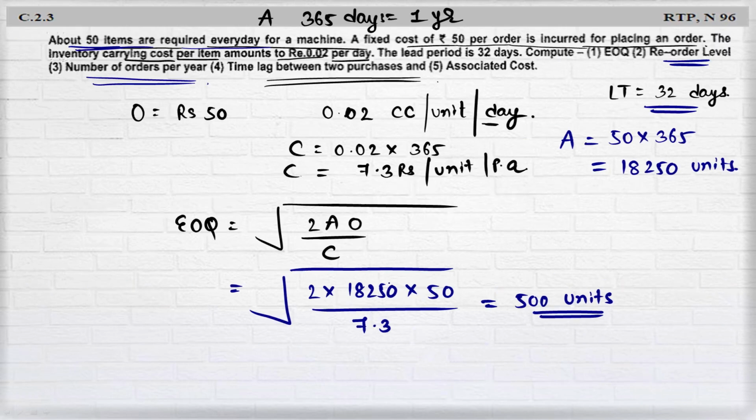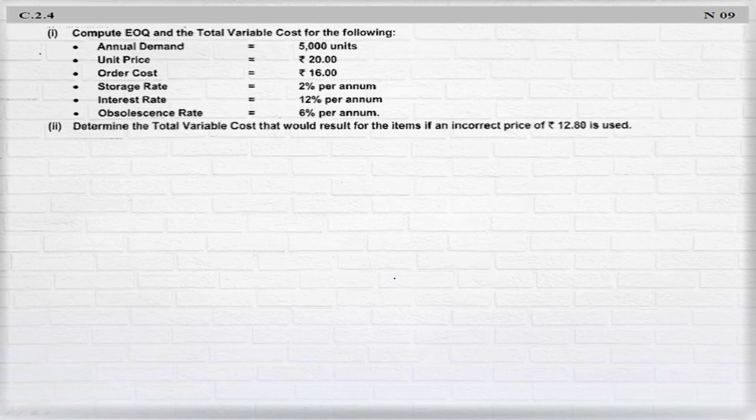And these are the 5 questions. A somewhat weird question was asked in November 2009. Weird question because the answer does not make much sense. Annual demand is 5,000 units. Unit price is 20. Order cost is 16.